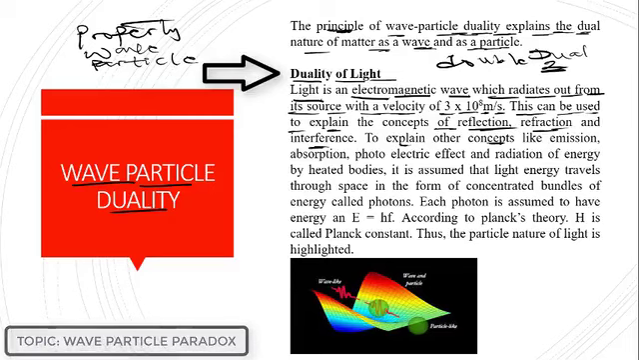It also helps explain other concepts such as emission, absorption of light, photoelectric effects, and radiation of energy by heated bodies, all of which have to do with light's electromagnetic energy. To help us understand these points better, it is assumed that light energy travels through space in the form of concentrated bundles of energy. Like we mentioned earlier, these are called photons. Each photon is assumed to have an energy E, which is given by this equation.